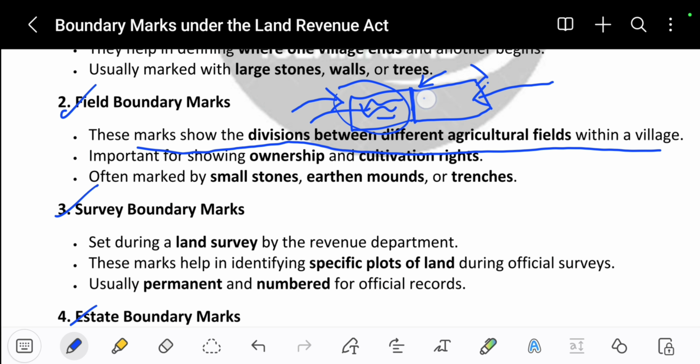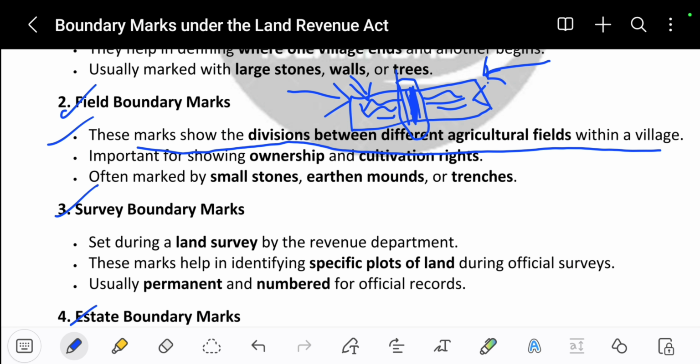So these are not like a place where a house is built, but these lands contain any kind of agriculture growing, any trees, maybe any kind of fruits. So these are basically cultivation lands or fields, and they want to make them separate. So what they do is make a line or leave a big space in order to keep them separate. This is done with field boundary marks, important for showing ownership and cultivation rights. So basically these boundaries or separations are done in order to maintain ownership and cultivation rights.